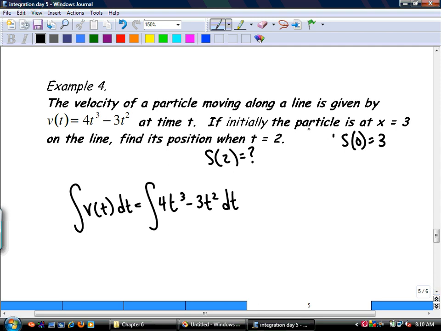It says if initially the particle is at x equals 3 on the line. So what it's saying is this. It starts right here.